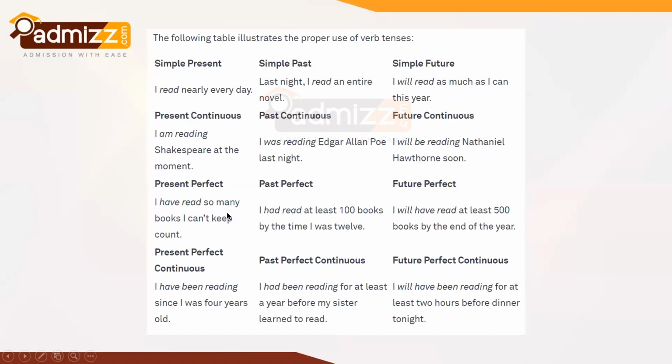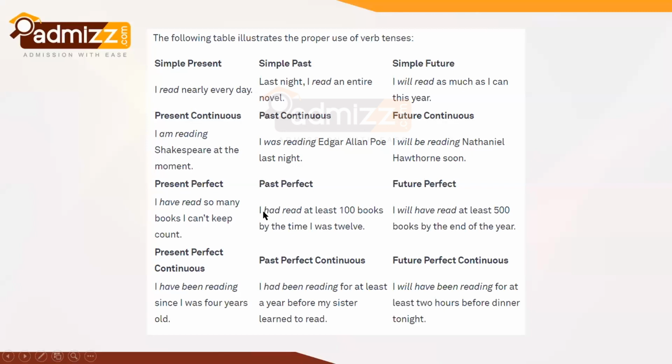Now, present perfect. In this case, we use the third form of the verb. I have read, right? So this is not read, it's read. Now notice the contrast. In this case, we were using read, the first form, but in the case of present perfect, we are using the third form of the verb: I have read.